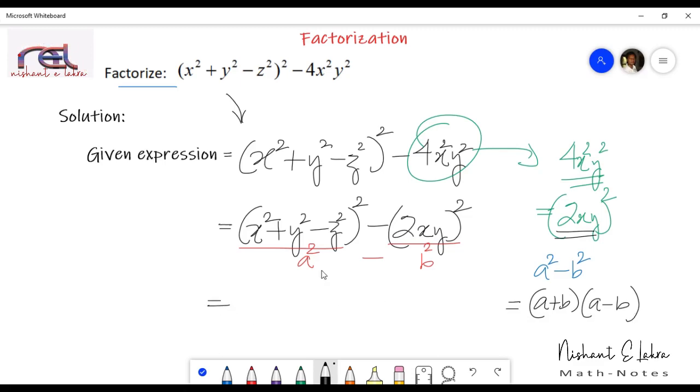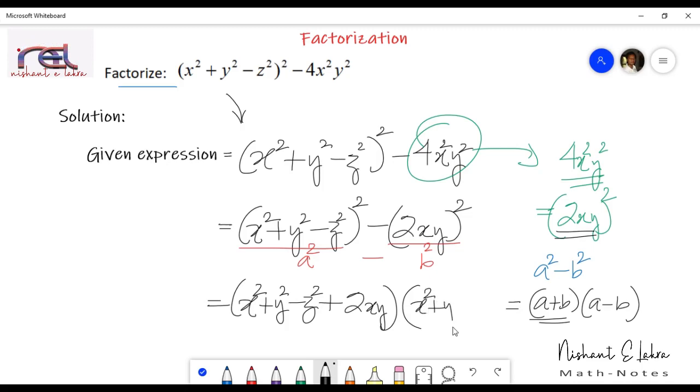Remember that there are two terms here, a and b. You have to be very careful as you're replacing it. Let us write down the value of a: x square plus y square minus z square, plus the value of b, which is 2xy. This is the first term, and the second term is a minus b. The value of a is x square plus y square minus z square, minus the value of b, which is 2xy.